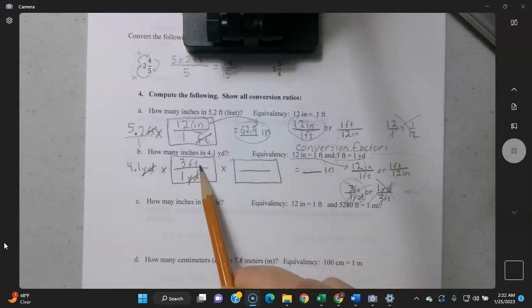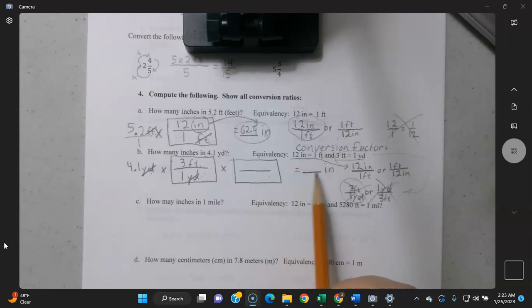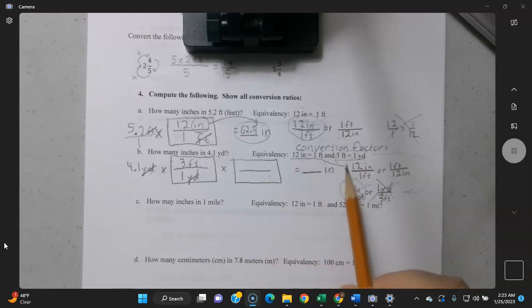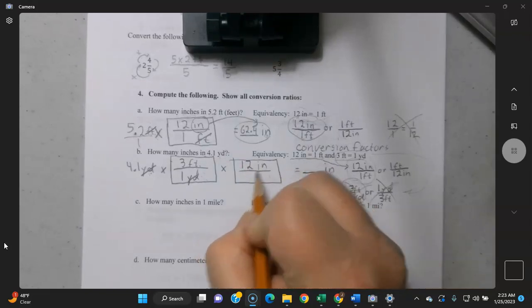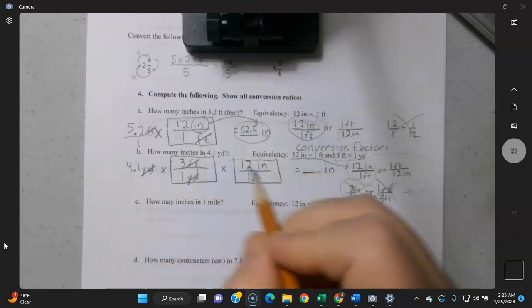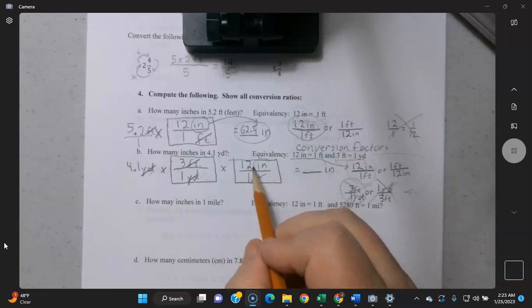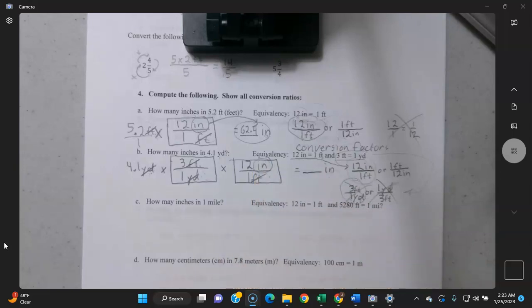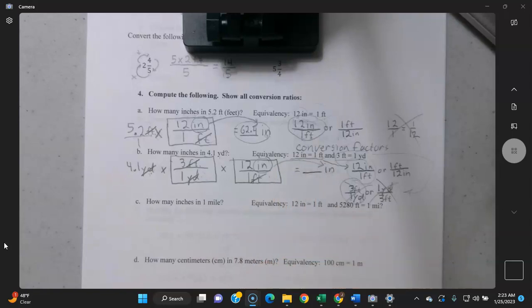We have feet on the top here. That means we need feet on the bottom here to cancel out because feet doesn't appear in our final answer. So that's got to be this one right here. It has feet on the bottom. So 12 inches for every 1 foot. So feet on the top cancels with feet on the bottom. And again, in this case, the last man standing is inches. It doesn't get canceled. There's nothing to cancel with. And that's what we need in our final answer. So we know that we set the problem up correctly.